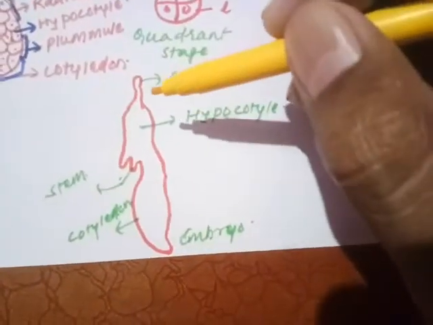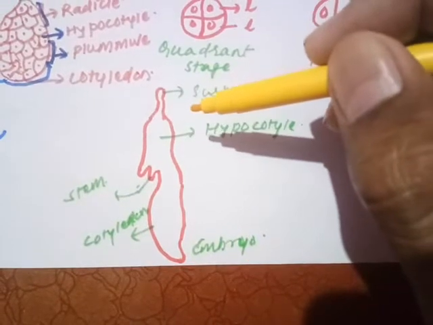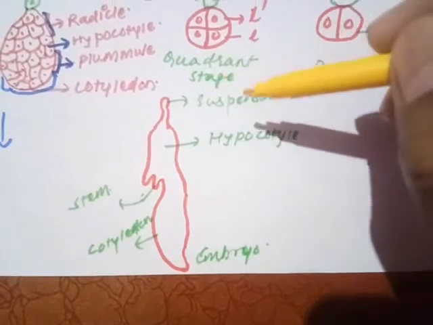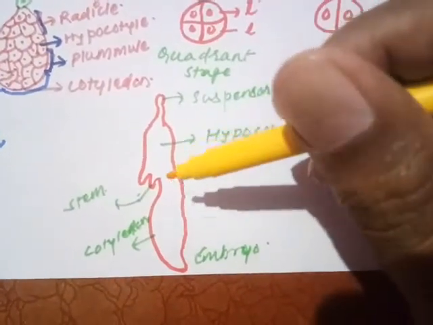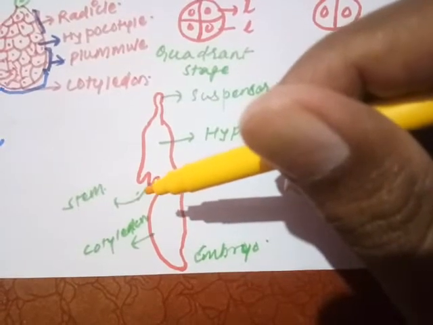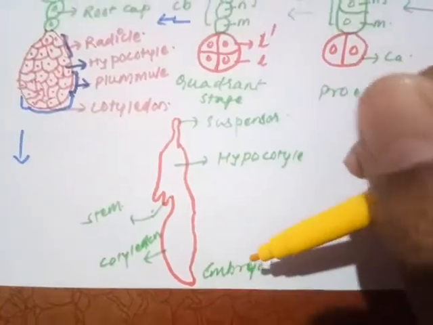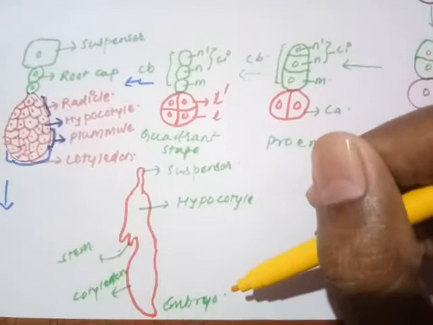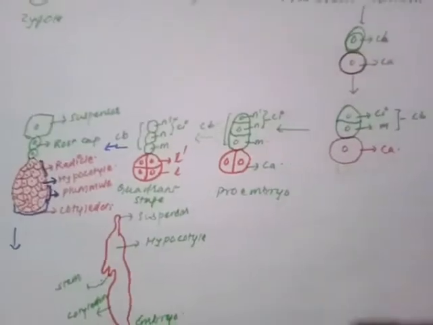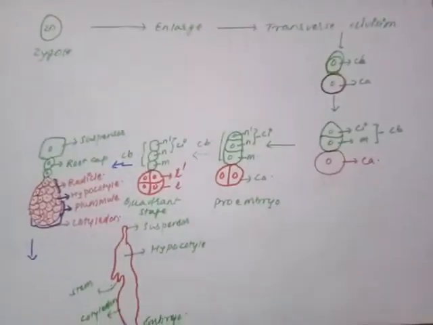Finally the mature monocot embryo looks like that. The suspensor, the hypocotyl region, this region is of the plumule or stem region, the cotyledon. So this is the complete mature embryo of the monocot. So I think now everything is clear to you all.